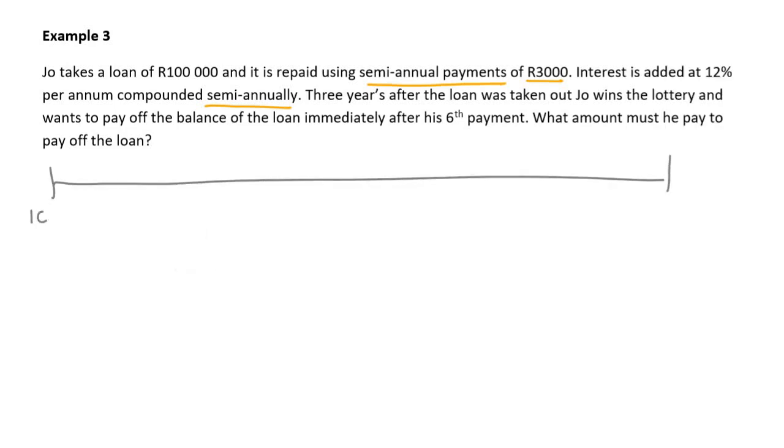Joe's loan is 100,000 Rand in the beginning. Joe is going to make semi-annual payments of 3,000 Rand. So after 6 months, she will pay 3,000 Rand and keep on doing that until after 3 years.